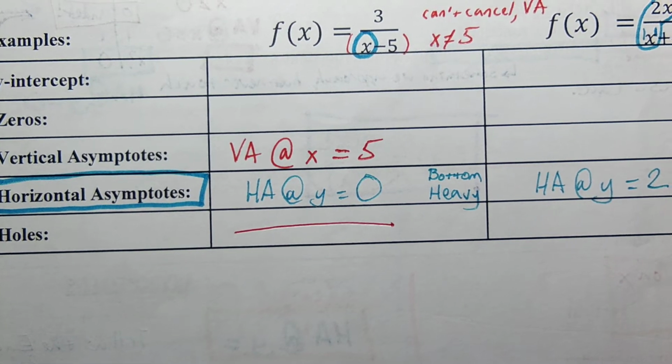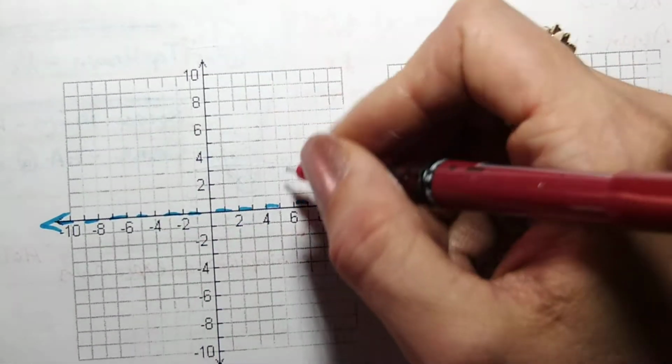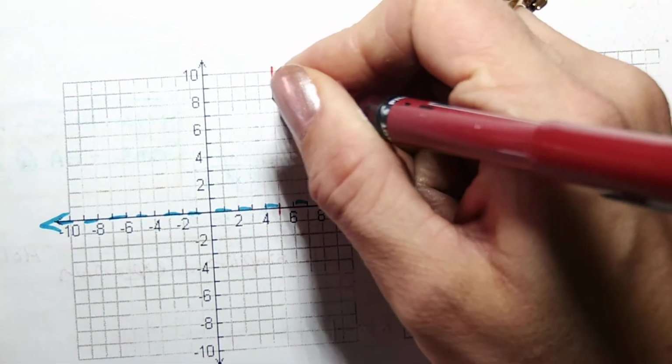So let's go ahead and add this key feature onto our graph. A vertical line that goes through tick mark 5. Also a dashed line.